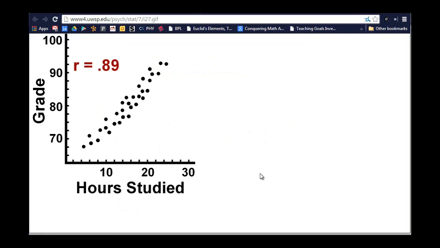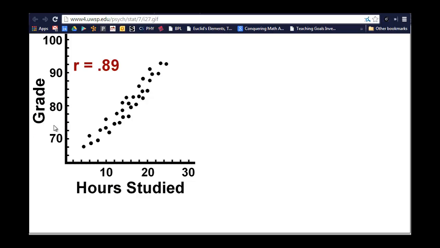So here's a graph example looking at the number of hours studied, I believe for a test, versus the grade on the test. As we see, if you have very few hours studied, the grade is low; higher hours studied, high. This would be a strong positive correlation. We see here that the R is 0.89, which is pretty close to 1. So we would say that there's a strong correlation between the number of hours you studied and your grade.